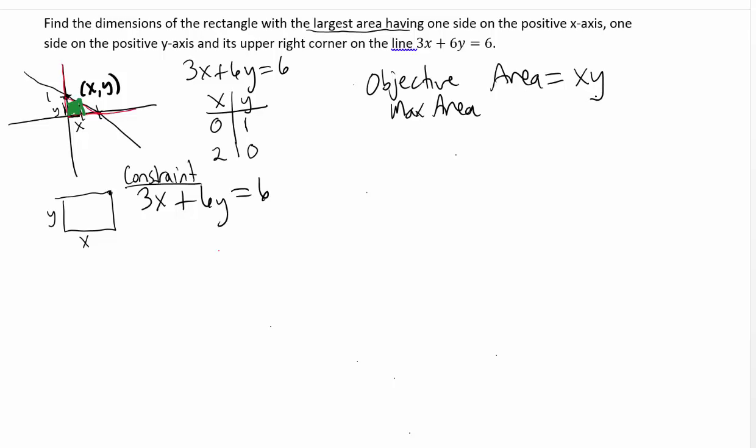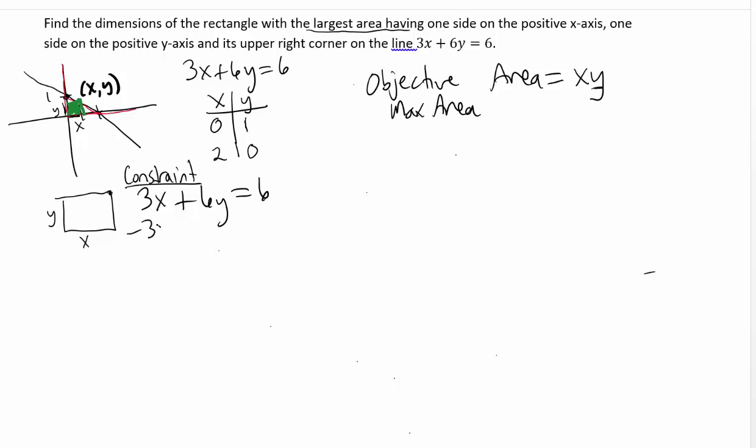So, just like we had before, the problem with this is that it has an x and a y in it, and we need to get rid of one of those variables so that we can write this all in terms of x's or all in terms of y's. It really doesn't matter. So, let's say we want to get rid of y again. Then that's where we go to our constraint, and we solve our constraint for y.